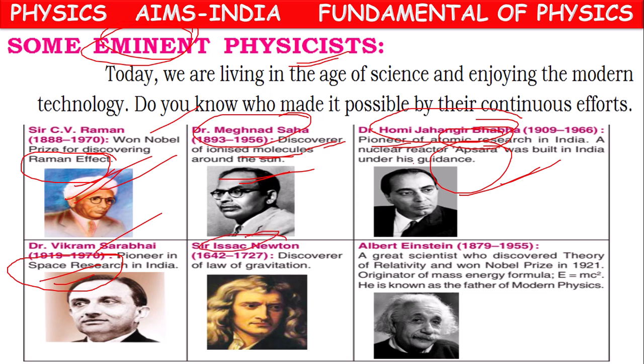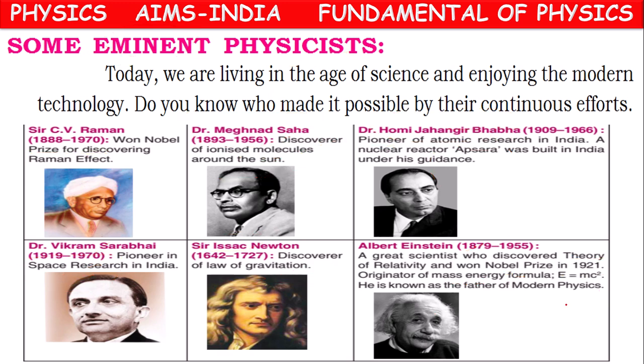Sir Isaac Newton discovered the law of gravitation. Albert Einstein won the Nobel Prize in 1921. He gave the mass energy formula E equals mc squared. He is the father of modern physics. These are all things you will be learning later, children. So just identify their names and learn their discoveries by heart.